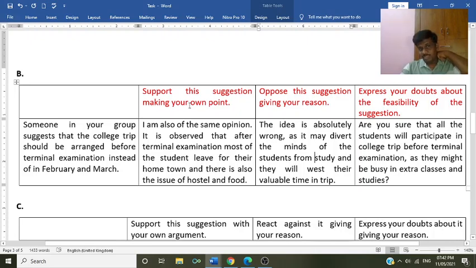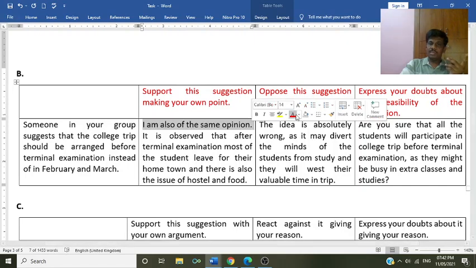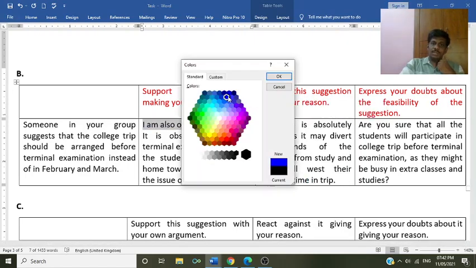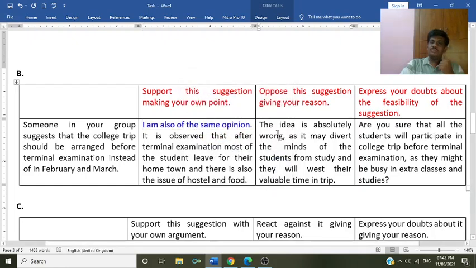So you can see we understood the three different situations. In one situation we are supporting the suggestion with our own reason. In the second we are opposing the suggestion by giving a reason, and the third is expressing doubt about the suggestion. And in all this, see, I am also of the same opinion. This is a common kind of language expression that we are supposed to use.